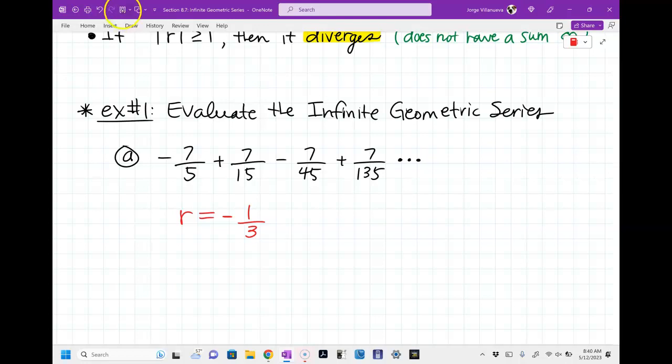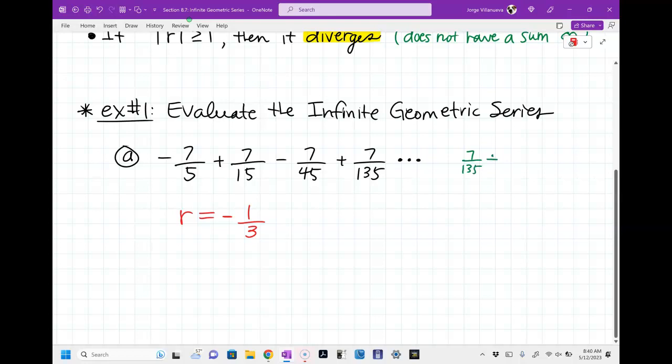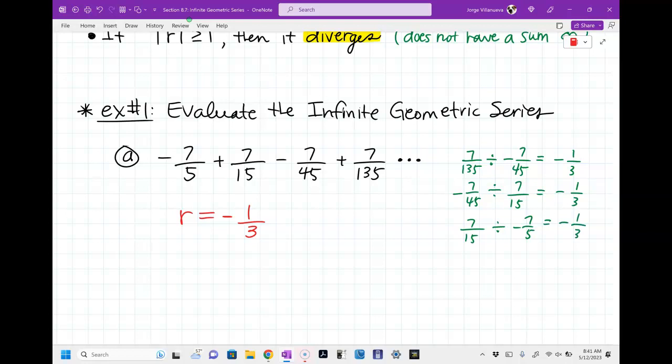Now, if you're like, I can't do that in my head, remember, you can divide, right? Get your calculator, and I'm just going to do this in green as side work. Do 7 over 135 divided by negative 7 over 45, and you'll notice it's going to give you a negative 1/3. Or you can try negative 7 over 45 divided by 7/15. That'll give you a negative 1/3. Or 7/15 divided by negative 7/5. That'll give you a negative 1/3. So basically, I just divided everything, from here to here, here to there, just to make sure, right? And all my answers come out to a negative 1/3.